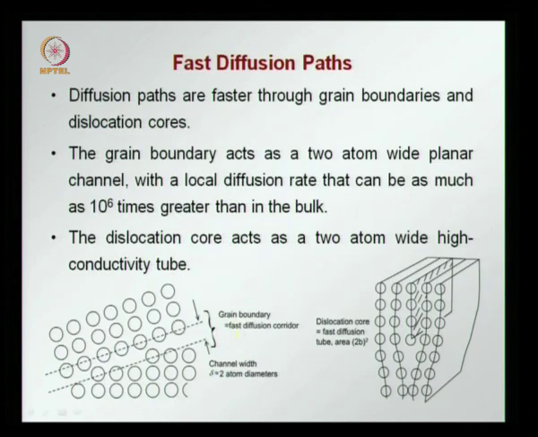There are also other cases where you can have fast diffusion paths, and this becomes very important when we look later at corrosion and so on, because we find that diffusion paths are faster along grain boundaries and dislocation cores. And if you remember, these are the defects that occur in the lattice structure, grain boundary being a surface defect and dislocation being a line defect. The grain boundary acts as a 2 atom wide planar channel. So, you have the grain boundary here which is now like a path, a channel for diffusion to occur.